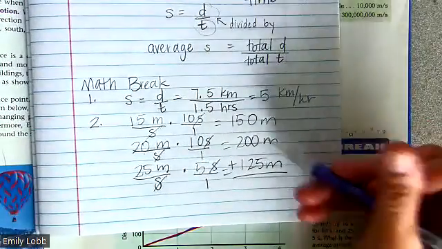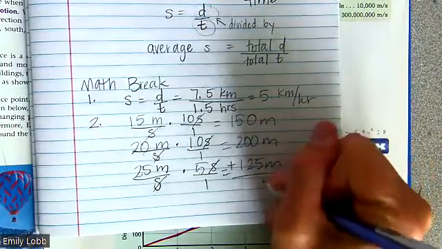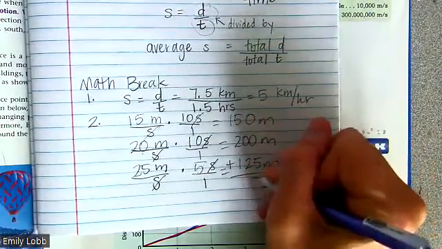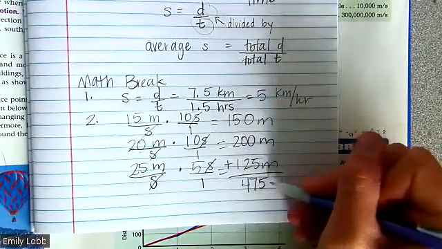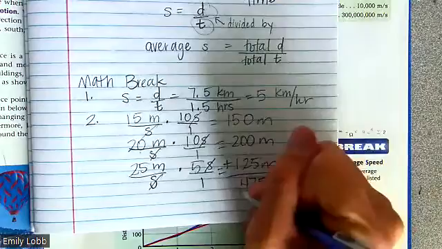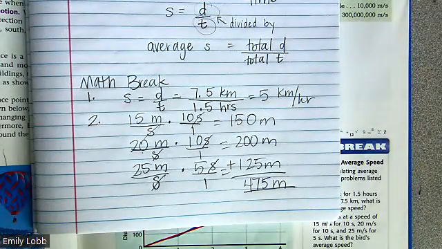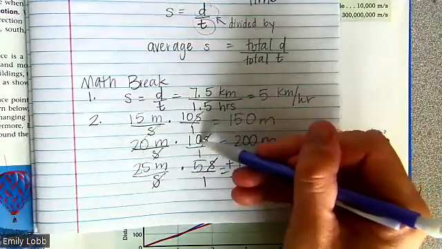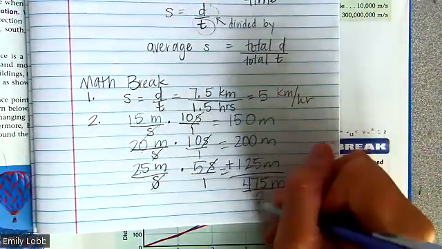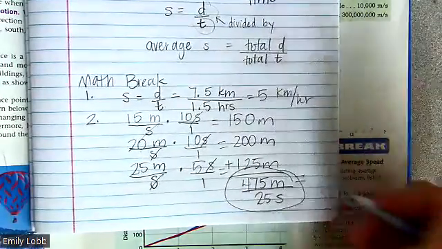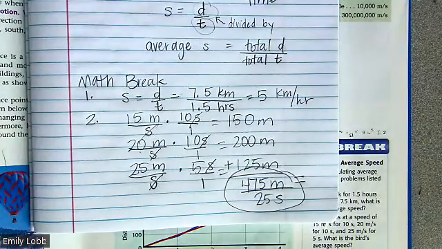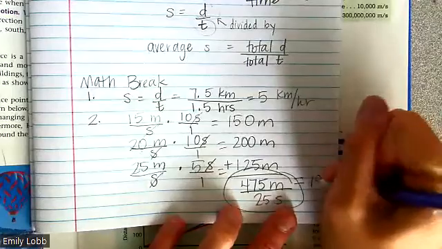So if we add these up, 150 plus 200 plus 125 is 475 meters, divided by how many seconds? Well, this was 10, plus 10 is 20, plus 5 is 25. What is this speed? Put it into your calculator. 475 divided by 25 is 19 meters per second.